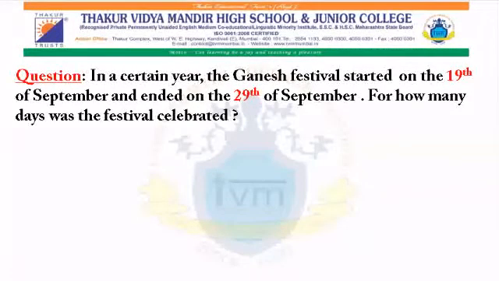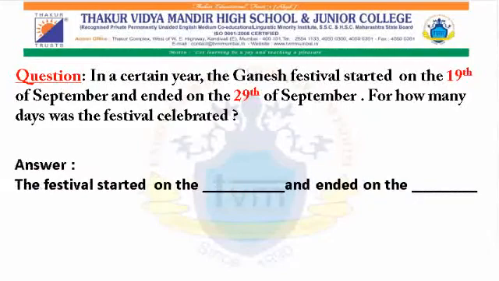First question is, the festival started on the dash and ended on the dash. So we have the answer in the question itself, that the festival started on the 19th September and ended on 29th September. Then next should be, after the dash up to the dash, this fill in the blanks is very important. Up to the. Now let's see the answer. Answer is saying what? 18th September. So after the 18th September up to the 29th September.